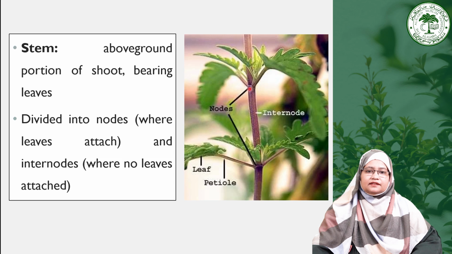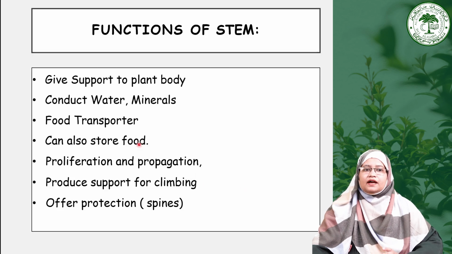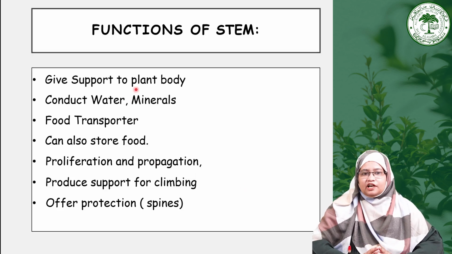As you can see, these are the nodal regions, and in between the nodes there is the presence of internodes. From this nodal region you can see the branches and the leaves arise. So this is the above ground part of the plant, and it is termed as the stem, which performs functions like giving support to the plant body.